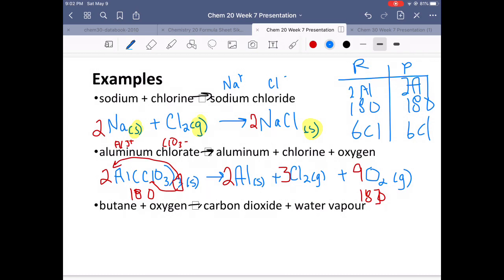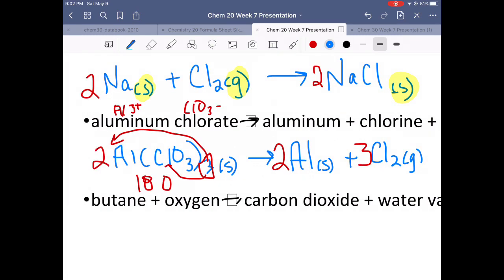Okay, anyway, let's do the third one here. Butane plus oxygen. Now, butane on your actual sheet, I give you the formula for it. I wouldn't expect you to know the formula of this, guys. Butane is C4H10, and it is a gas at room temperature.